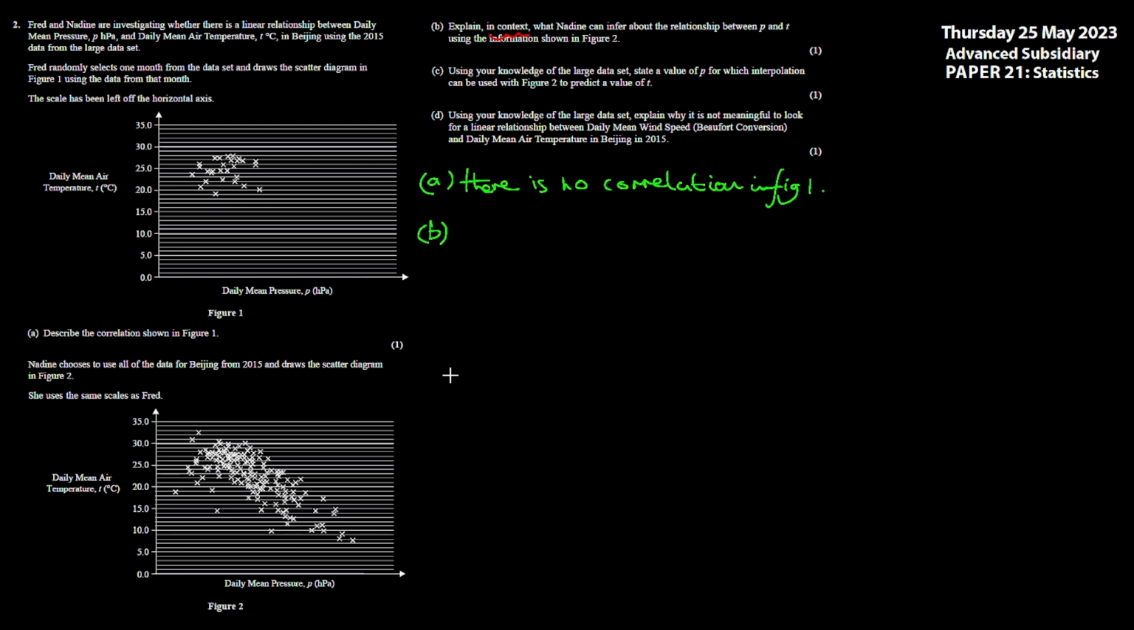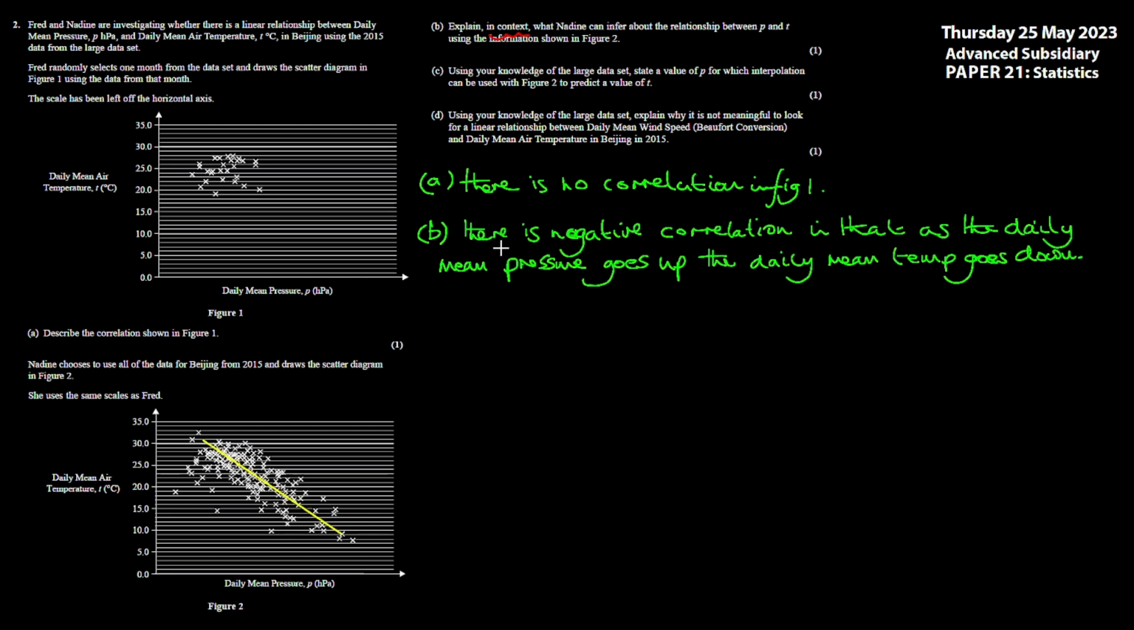In other words, it's not good enough just to write there is negative correlation. You've got to put that negative correlation on the axes provided. And there's the answer to part B. There is an observable negative correlation in that as the daily mean pressure goes up, further along this axis this way, the daily mean temperature is recorded lower, goes down. And that will be the answer to part B.